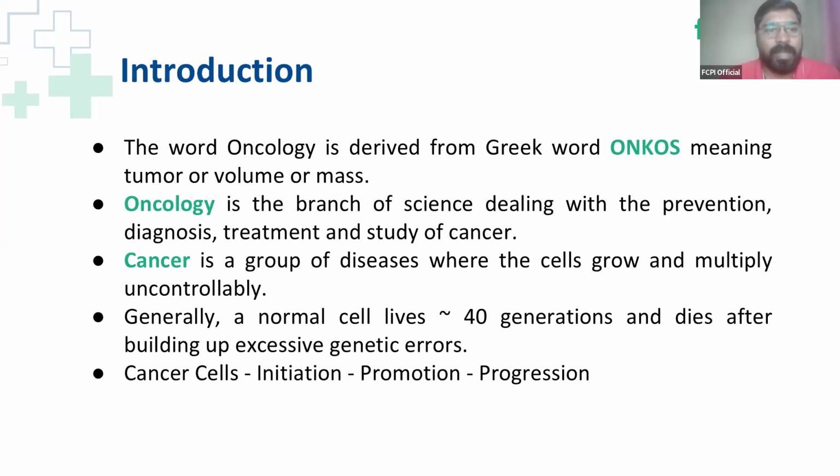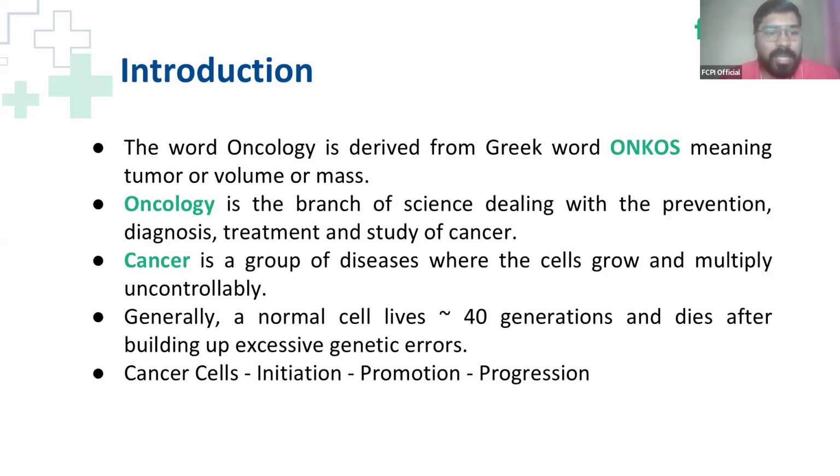So, oncology is the branch of science dealing with the prevention, diagnosis, treatment, and also the study of cancer. Whereas cancer is a group of diseases where the cells grow and multiply uncontrollably. A normal somatic cell, which is non-cancerous and non-stem, lives up to 40 generations and dies when it builds up excess genetic errors. This is also called the Hayflick limit.